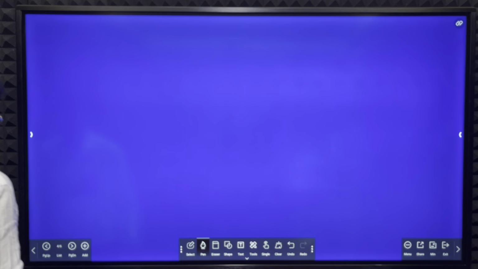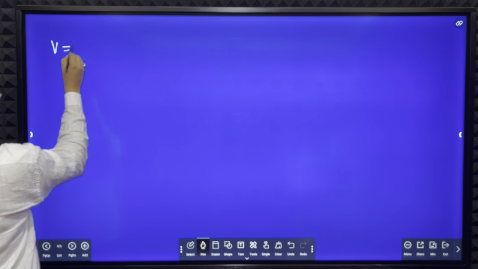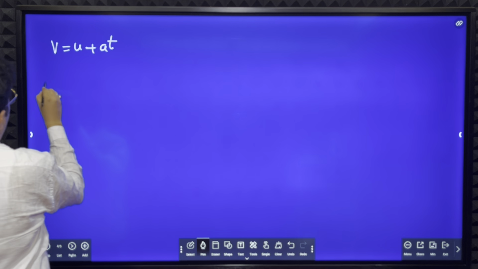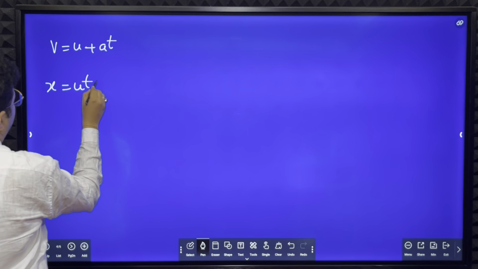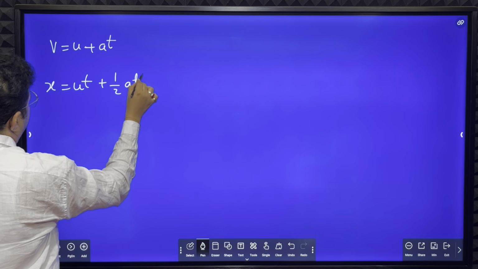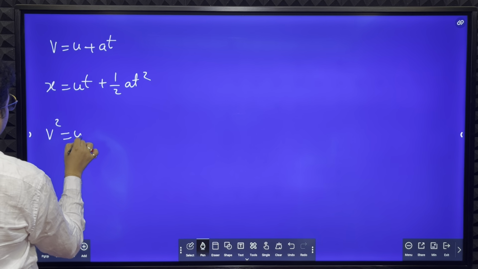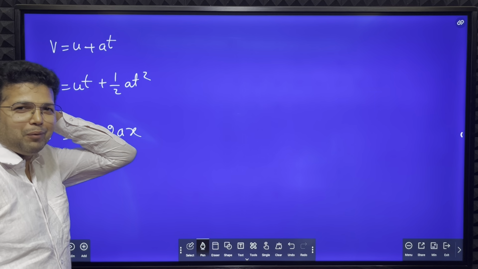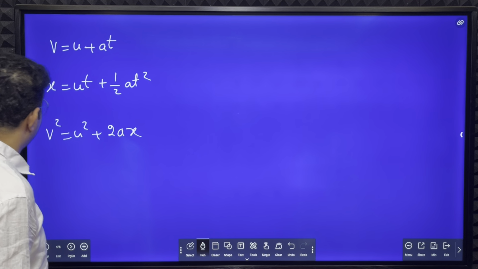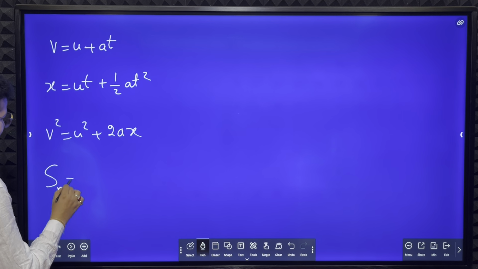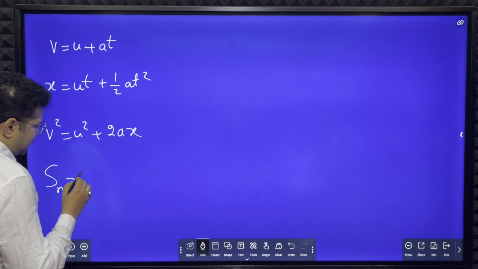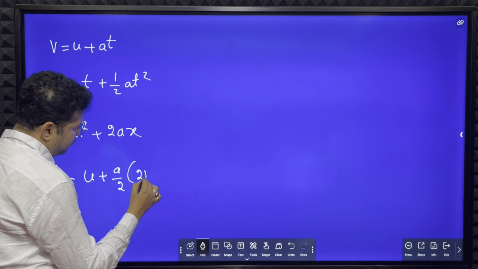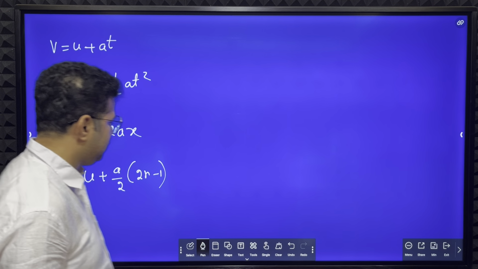So now we got four formulae. This is the fourth important formula that we have studied. First is the equation of motion, v is equal to u plus at. The second one to remember, x is equal to ut plus half at square. The third one is v square is equal to u square plus 2ax. Those who have solved the problem given in the beginning, this is the formula you have to use. And this one: distance traveled in nth second is equal to u plus a by 2 into 2n minus 1.